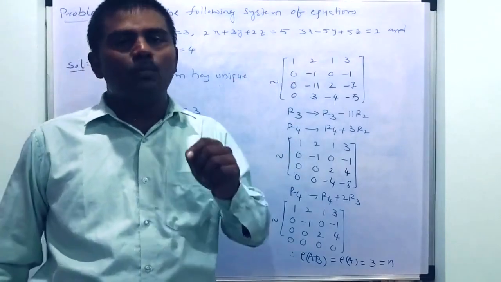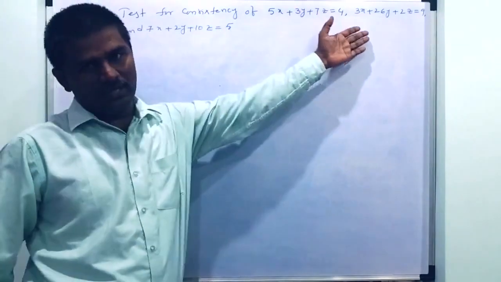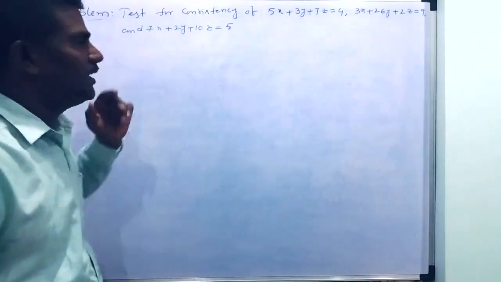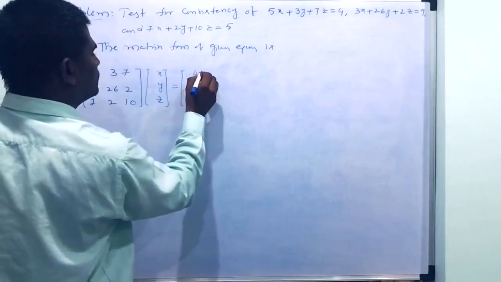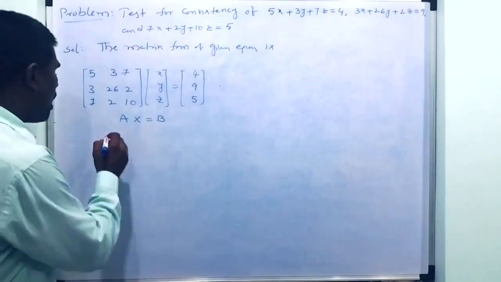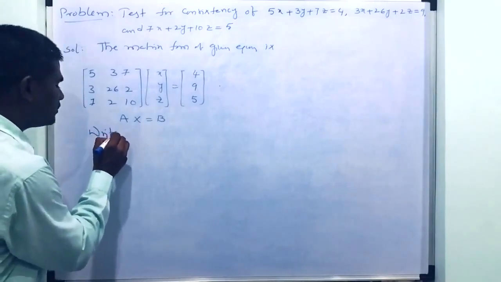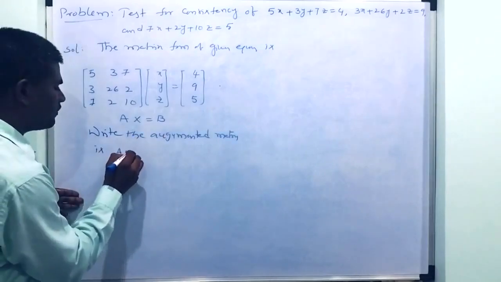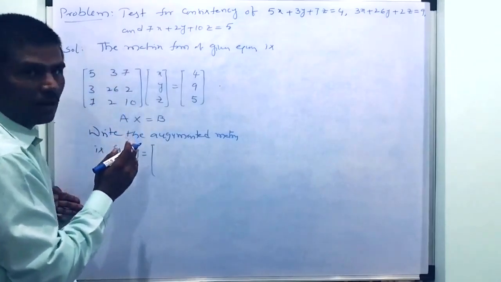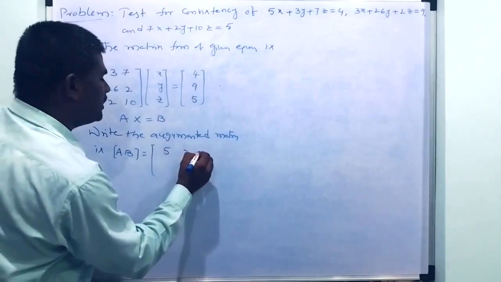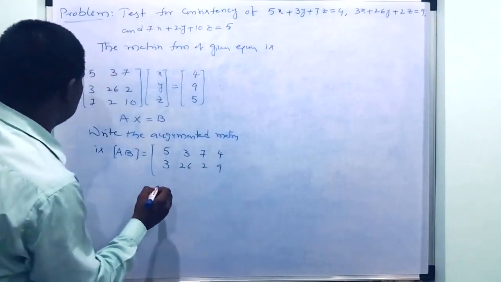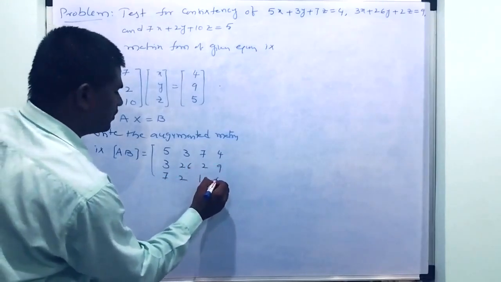Let us solve one more problem. Test for consistency of this system of equations. Let us write the matrix form of the given system of equations directly. 4, 9, 5. That is, the given system is AX = B. The augmented matrix: let us write the augmented matrix [A|B] by simply writing this column by the side of the matrix A as the last column. That means 5, 3, 7, 4, 3, 26, 2, 9, 7, 2, 10, 5.